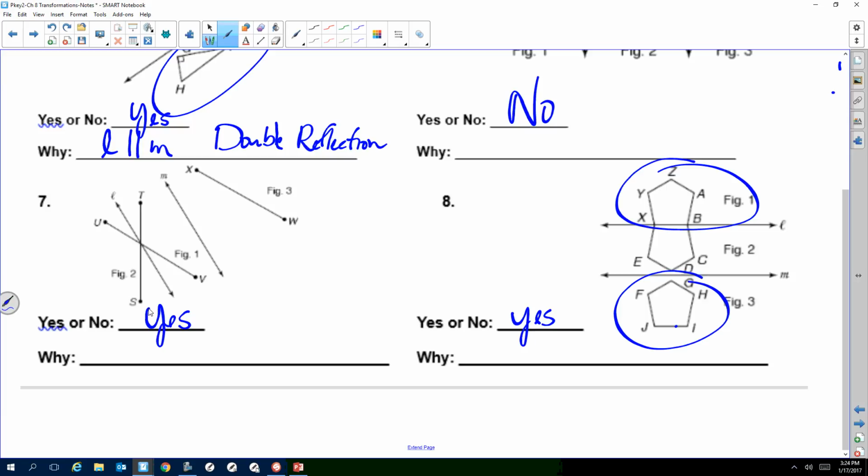Figure 1 is reflected to 2, because you see how 1 kind of intersects it. So this part goes here, that part goes there to make that line, and then these two lines are reflected off. This is going to be reflected off of there.